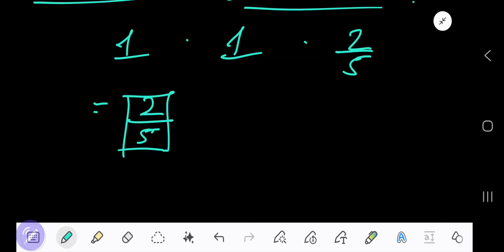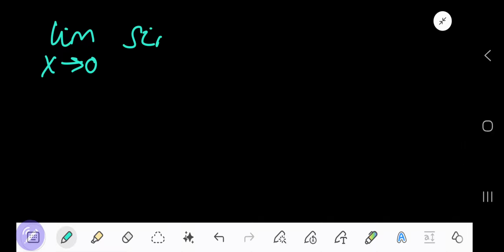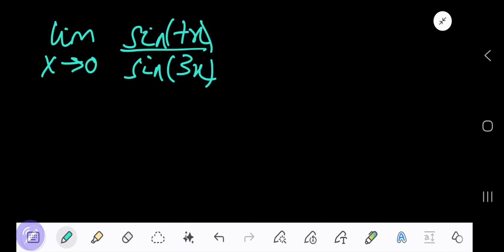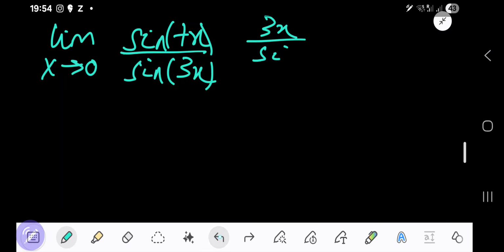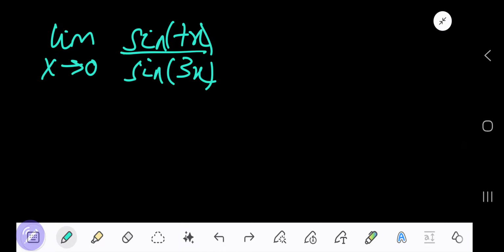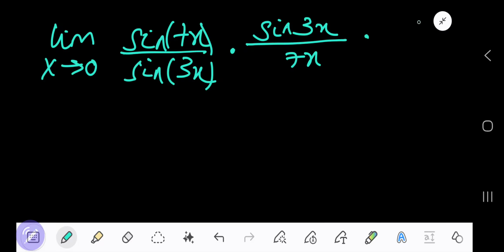We'll be going towards our last question for today. Say you have the limit as x approaches 0 of sine 7x over sine 3x. In one position we need sine 7x over 7x, so we need 7x down here. In the other position we need 3x over sine 3x, so we need a 3x on top. And then we need 7 over 3, because we can clearly see the answer is 7 over 3. So we can multiply this by sine of 3x over 7x times 7 over 3.